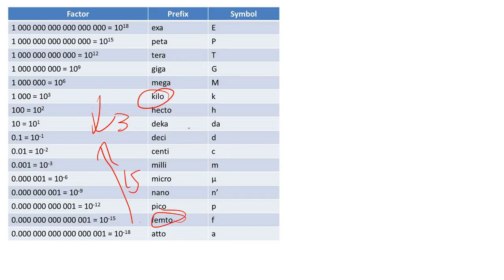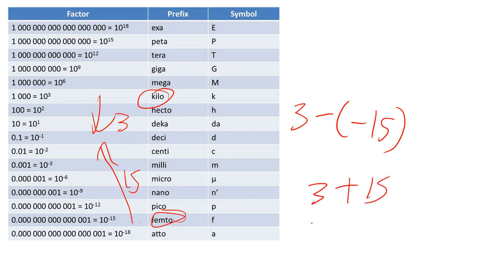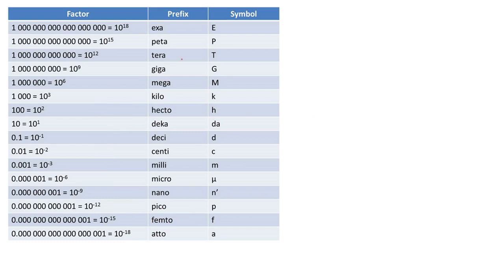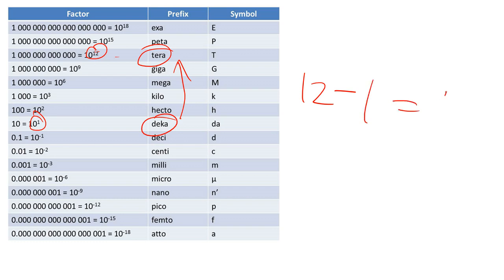Okay, alternatively, you can think of it as 3 minus negative 15, okay? Which is 3 plus 15, which is 18, okay? And you can use this for every single version, every single formula. So let's say you were given a prefix, start from the larger unit. So let's say you're given tera and deca. You just want to figure out how many decas there were in a tera. All you have to do is 12, minus the power that they have. So 10 minus 1, which would be 11.